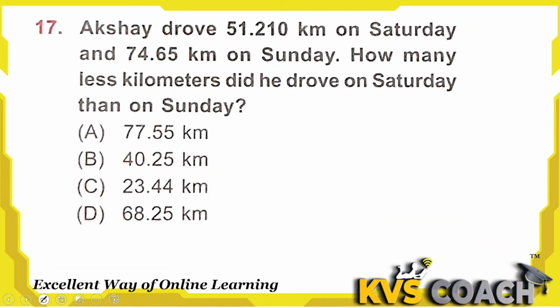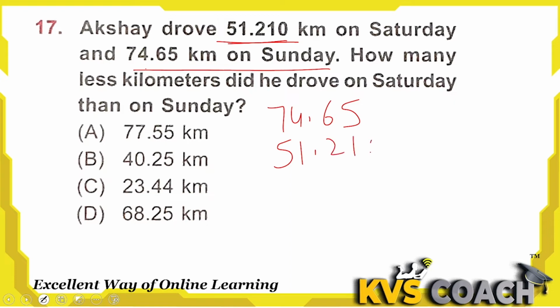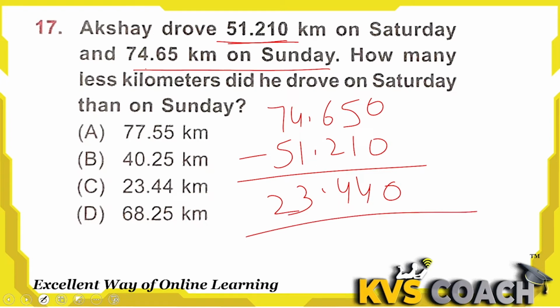Next, Akshay drove 51.210 km on Saturday, 75.65 km on Sunday. How many fewer kilometers did he drive on Saturday? देखो, this on Saturday, this on Sunday. So on Sunday it was 74.65. On Saturday it was 51.210. Nothing, it is 0. So we will subtract it. 0, 5 minus 1, 4, 6, 2 minus 4, 4 minus 1, 3, 7 minus 5, 2, 3.44. Okay, 0 we can take, or we will leave it also. So 2.344 kilometer is the right answer here.